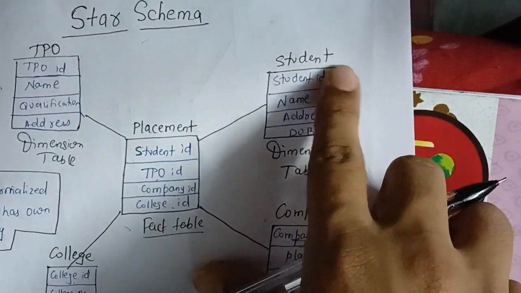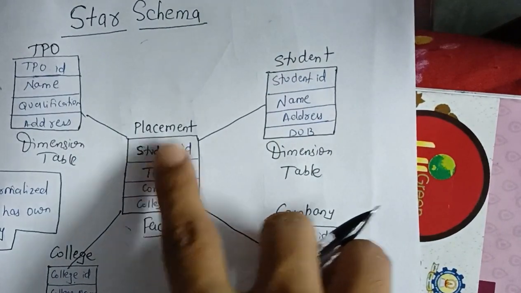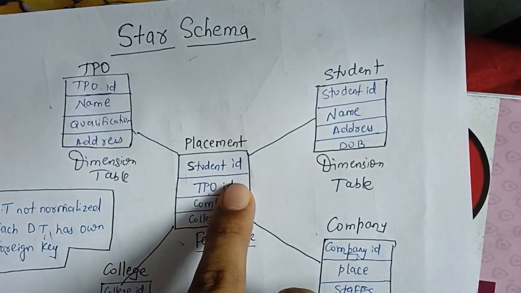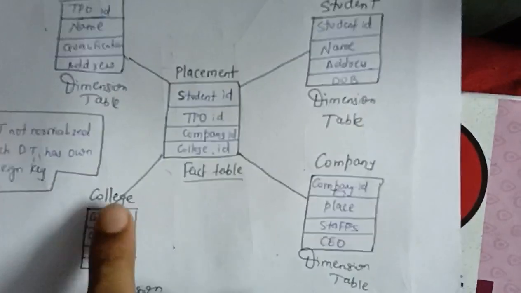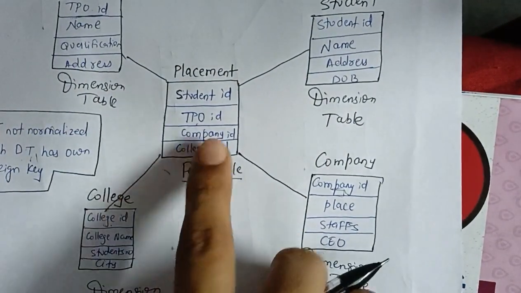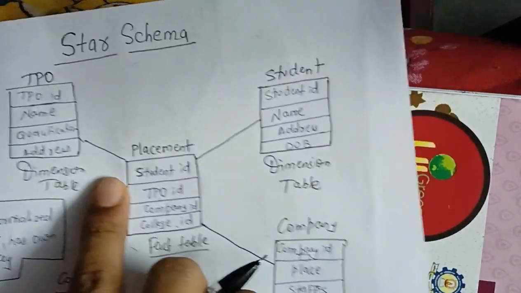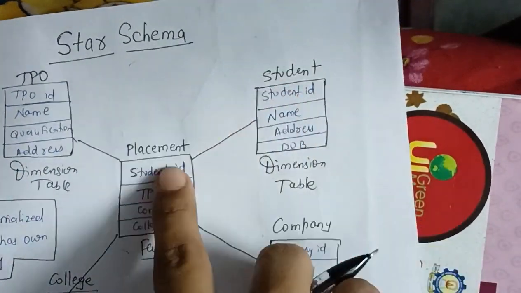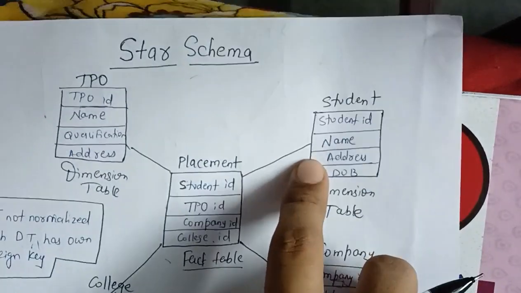For the student dimension table, there is one attribute that should match the fact table. Here is the student ID and here also is the student ID. The same goes for TPO ID, and it should be present in the fact table. That is a must for this star schema. Here also college ID and company ID are present. Other than TPO ID, there are other things like name, qualification, address. Other than student ID, there should be name, address, DOB. But one thing must be present, the unique key in the dimension table. That is basically a star schema.